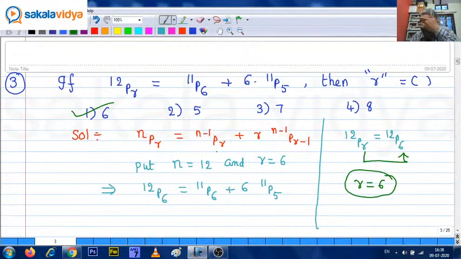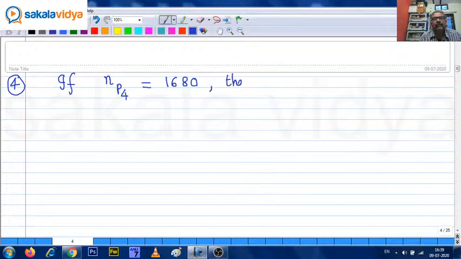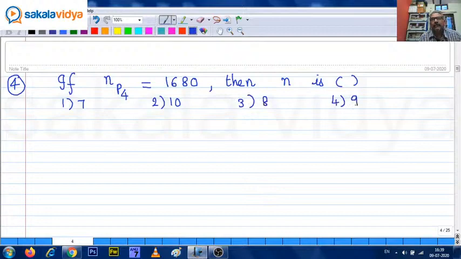Next, fourth problem. If nP4 equals 1680, then n is? First option 7, second option 10, third option 8, fourth option 9.